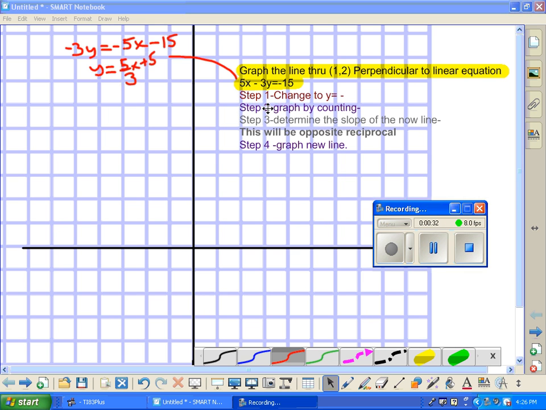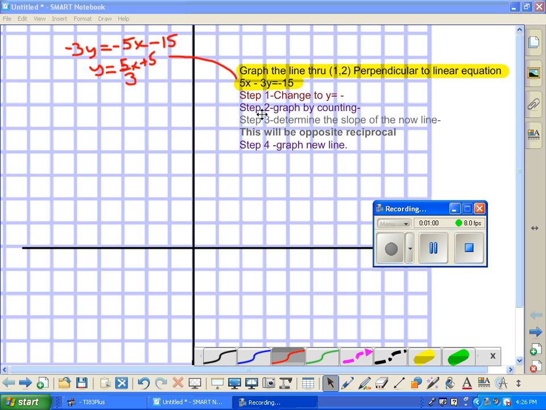Step 1, we are to change this equation to y equals. So if you've noticed here, I have isolated the y by moving the variable and the coefficient to the other side and solved for y. In solving for y, it's y equals 5 over 3x plus 5.